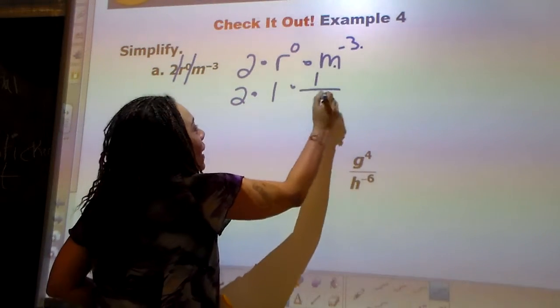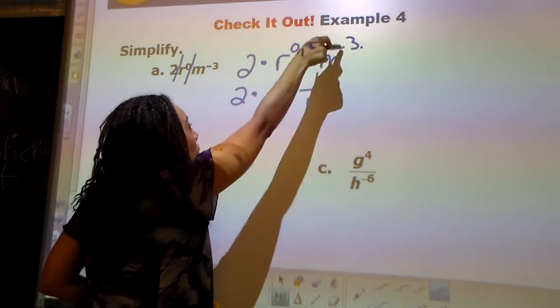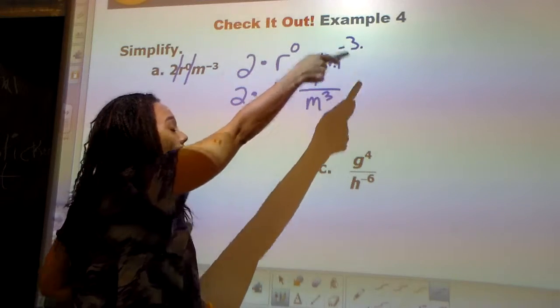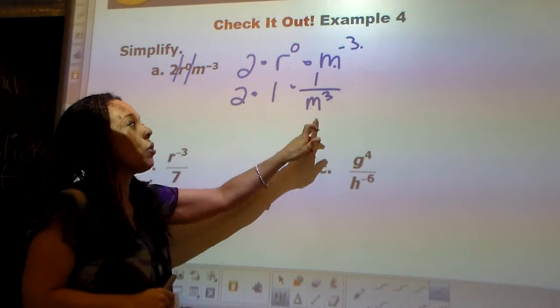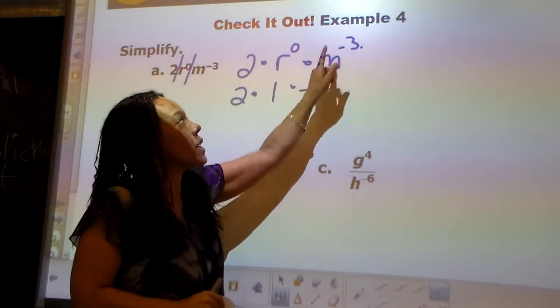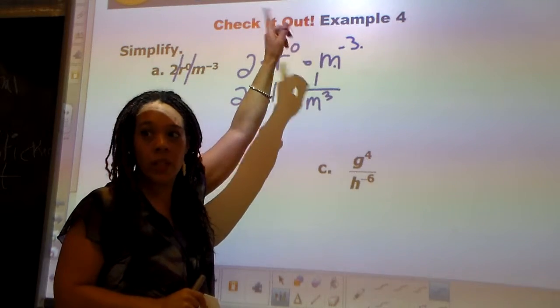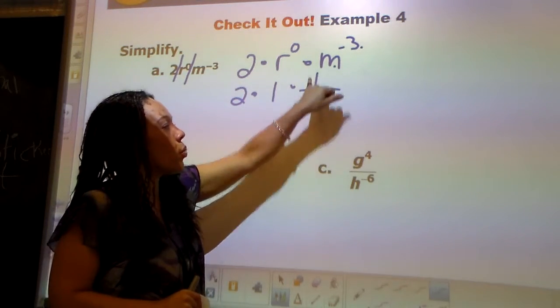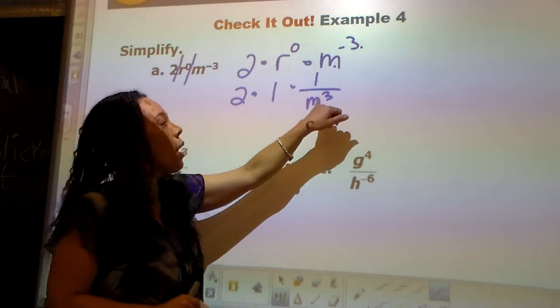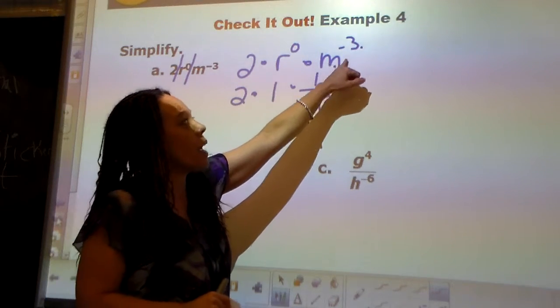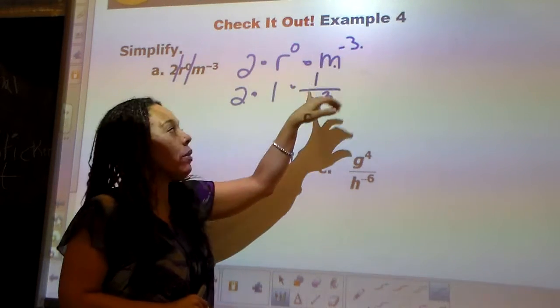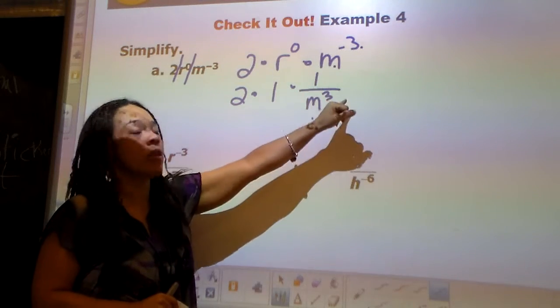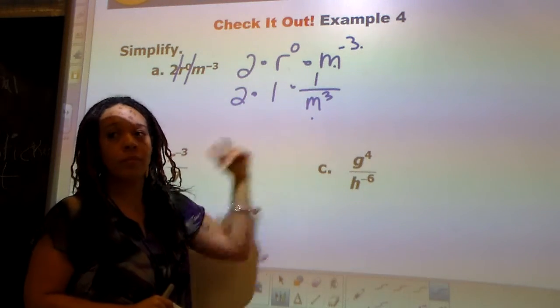This is the part we have to catch for the week. As soon as you see a negative exponent, you automatically are going to make a fraction, 1 over whatever it was. Eliminate the negative exponent. So 1 over m to the third. So m to the third power. Before you had m to the negative third, now it's m to the positive third, but you had to put it under 1. You had to put it in a denominator.